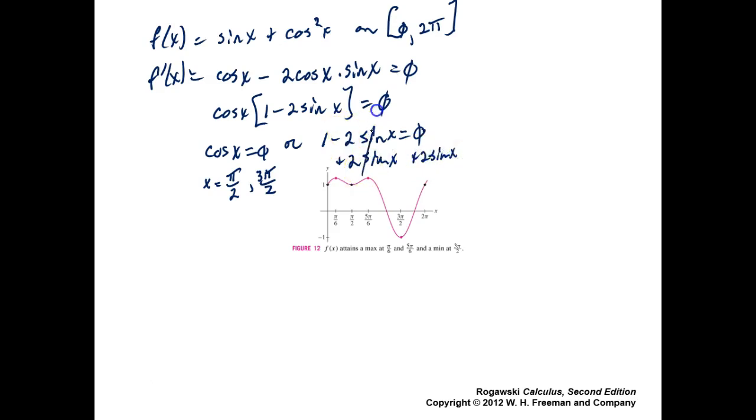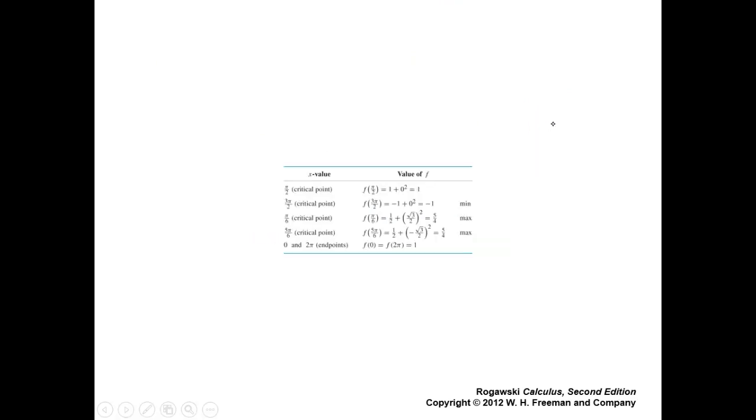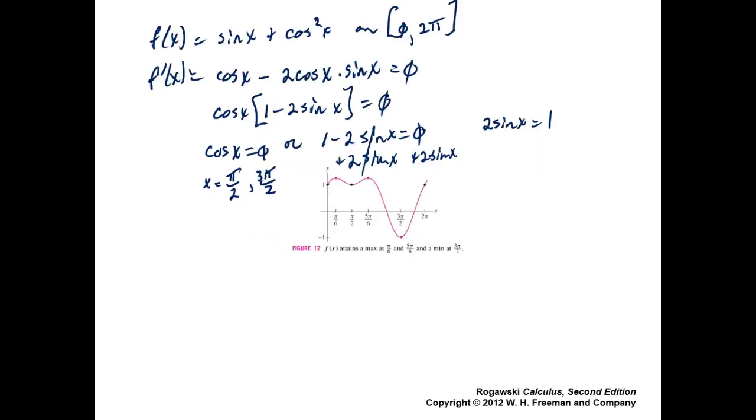Okay, so these go out, and that will give you, I'm going to reverse the sides now, 2 sine x is equal to 1. Would you buy that? Okay, divide both sides by 2. That gives you sine of x is equal to 1/2.